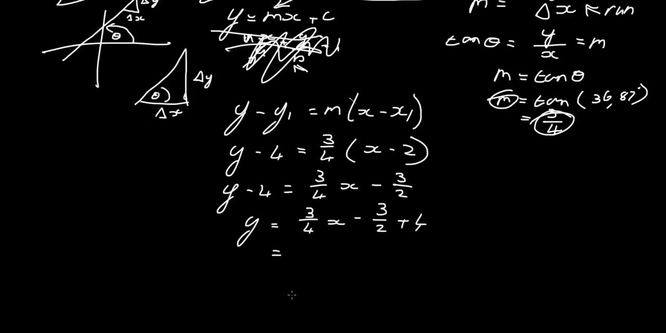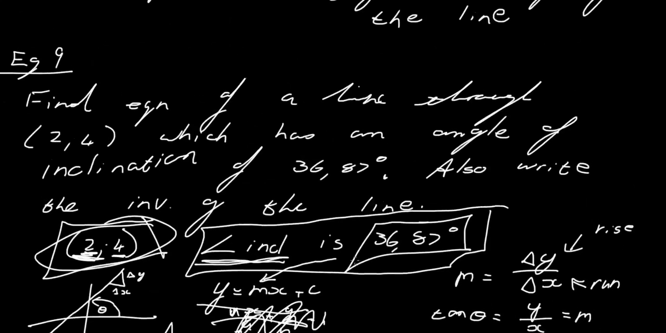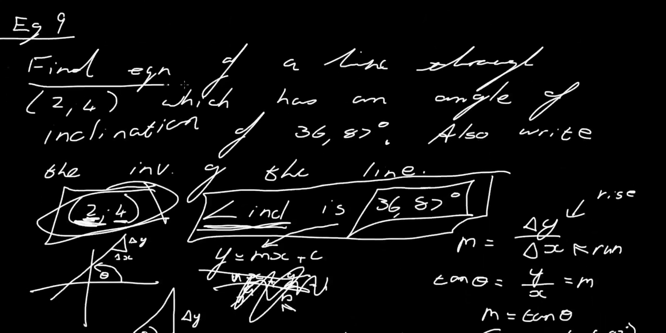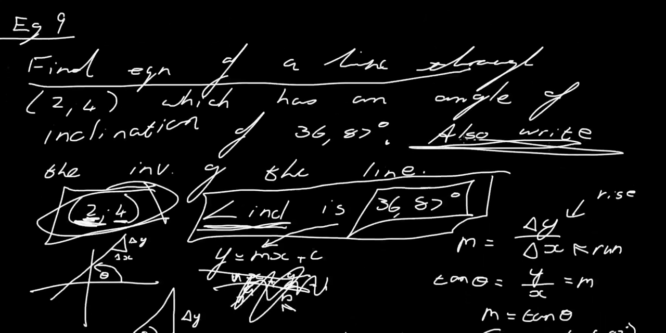Y is equal to 3 over 4x plus 5 over 2. And there you go. You've given the equation of the line. See? We've answered our question. Find the equation of a line. Okay, then there's the second part, don't forget that, which says write the inverse of the line.